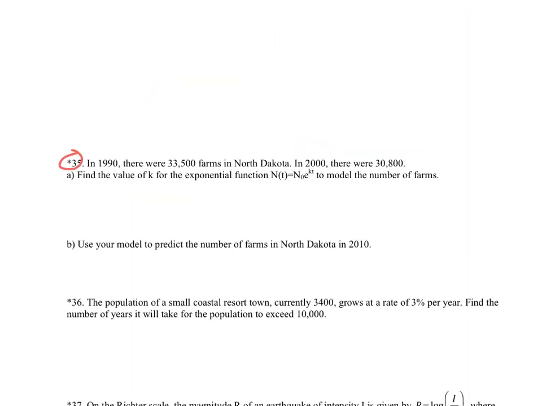Number 35, it says in 1990 there were 33,500 farms in North Dakota. And then in 2000, so you'll notice that it's 10 years later, right? There were 30,800. Find the value of k for the exponential function. So this is given to you, a formula, to model the number of farms. This formula here is really similar to the continuously compounding interest formula. This means the starting amount, this is your final amount, and then t is time, and then k is like some kind of constant.